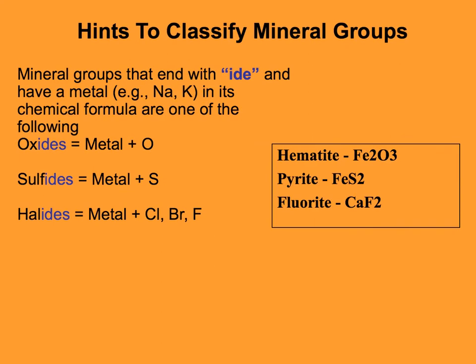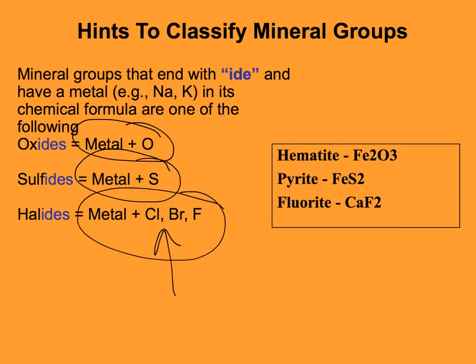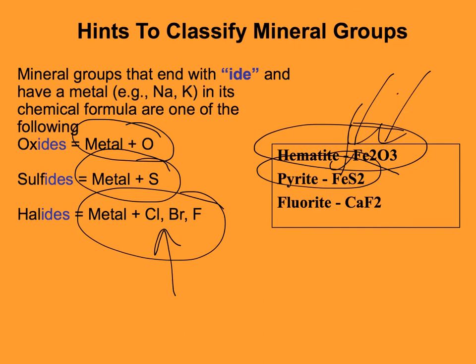Now for the ones that end in IDE, so that's the oxides, the sulfides, and the halides. For the oxides, you're looking for a metal with an O. Sulfides, metal with S, and halides is going to be a metal with one of the group 17 halogen elements. So if we were to look at hematite, there's your metal with O. If we were to look at pyrite, there's your metal with S. And if we were to look at fluorite, there's your metal, calcium, with a group 17 element called fluorine.